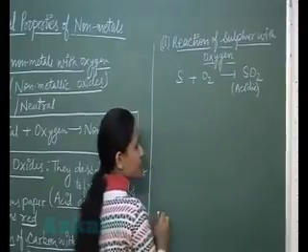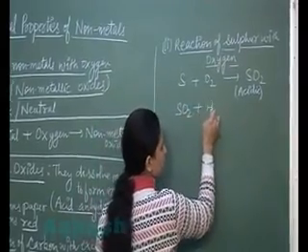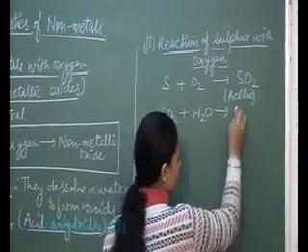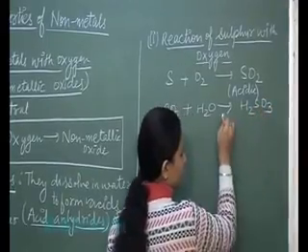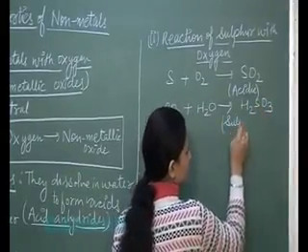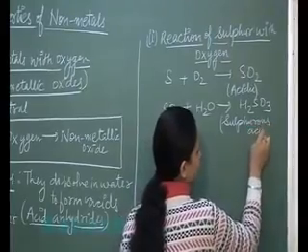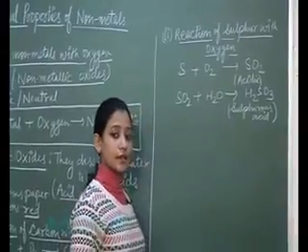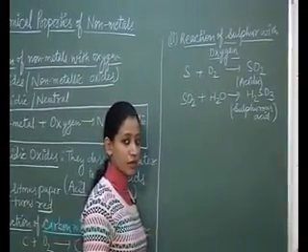How can we show its acidic nature? Because when sulfur dioxide dissolves in water, we get an acid which is sulfurous acid. Its formula is H2SO3. What is the name? Sulfurous acid. So I hope, students, it is clear that when non-metals react with oxygen, we get non-metallic oxides.